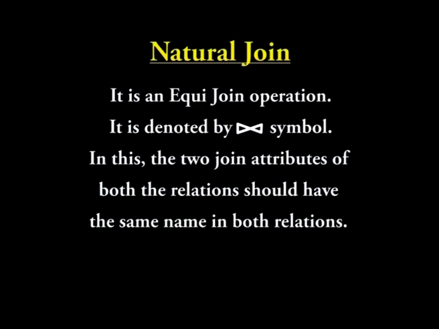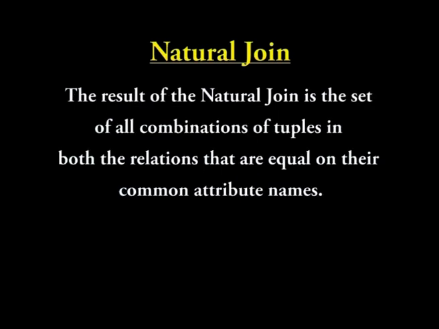Now we come to natural join. It is an equi-join operation. It is denoted by the symbol shown. In this, the two join attributes of both relations should have the same name in both the relations. The result of the natural join is the set of all combination of tuples in both the relations that are equal on their common attribute names.